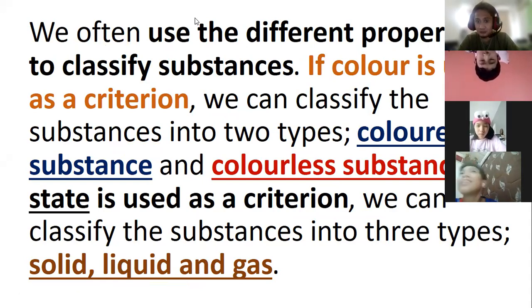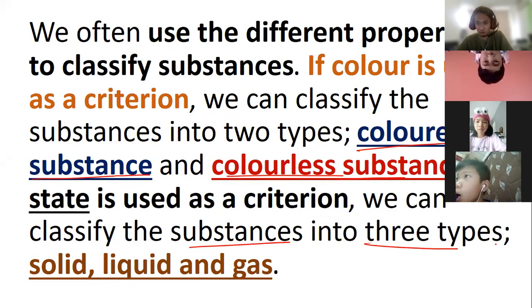We often use the different properties to classify substances. Number one, if color is used as a criterion or criteria, we can classify the substances in two types: colored and colorless. No color at all. Colorless is no color or colorless substance. If state is used as a criterion, we can classify the substances into three types: solid, liquid, and gas.